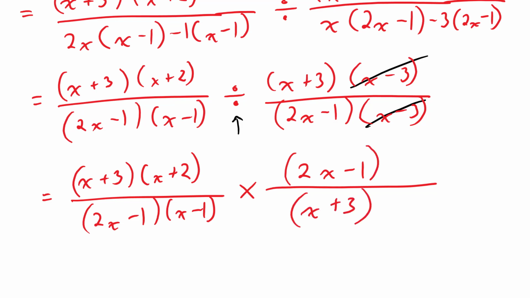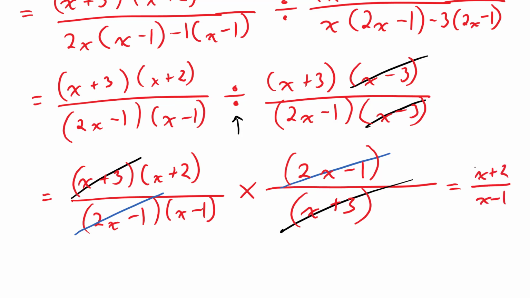Now what do you see here now? I have an x plus 3 on the top and x plus 3 on the bottom. I have a 2x minus 1 on the top and 2x minus 1 on the bottom. All this simplifies down to x plus 2 divided by x plus 1. Final answer.